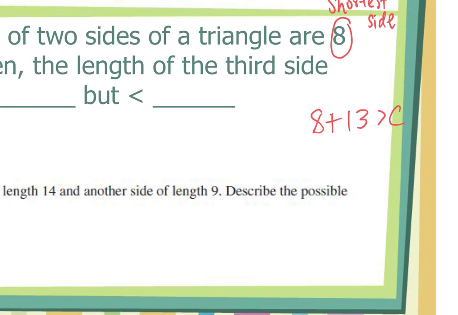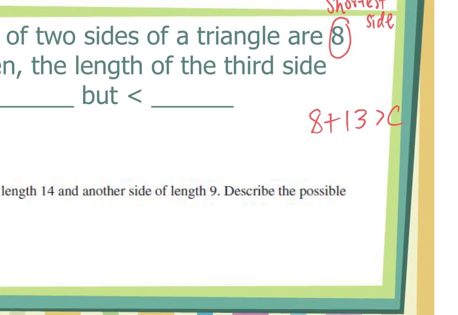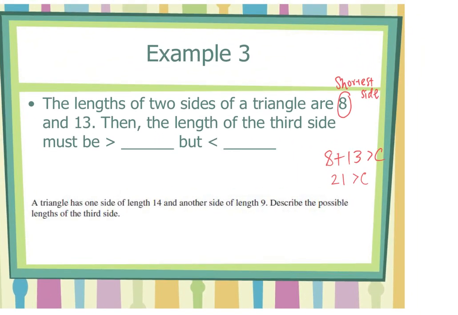And what is 8 plus 13? 21. Okay? So C needs to be smaller than 21. So the length of the third side must be less than 21. Because if it was bigger than 21, then we would have one side that's bigger than the other two sides, right? The other way you have to spin it is say, okay, 13 needs to be the largest side.